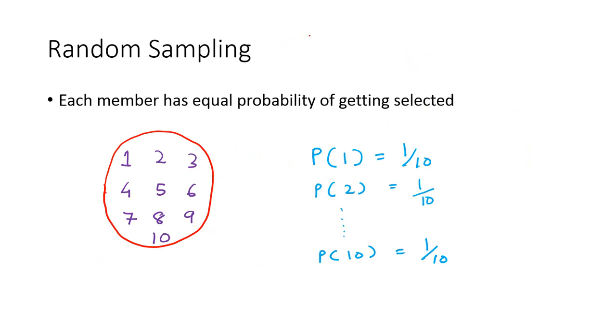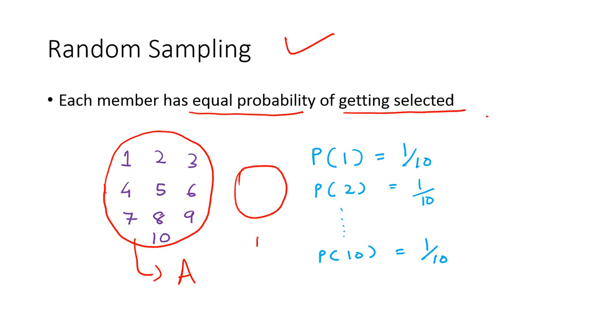The first one we'll see is what is known as random sampling. In random sampling, each member has equal probability of getting selected. So if you have this as a population, let's call this population A. In population A, we have 10 elements from 1 to 10. Let's say that these elements are nothing but 10 customers, and we need to find out, let's say, 4 sample customers from this population. And we call that B.